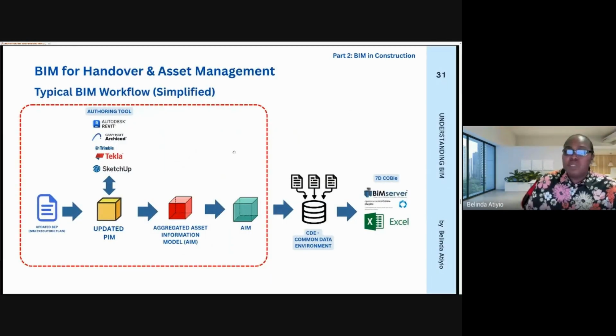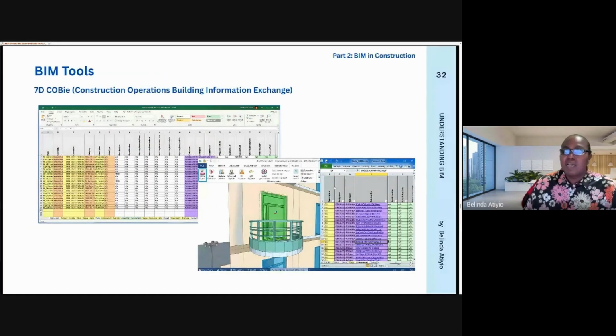Now for the handover process, I'm trying to be conscious of time because we have to ask questions. For the handover process, it's practically almost the same process. The only difference is that when you are done with your updated project information model, you'll be left with an aggregated asset information model. Now that asset information model is what your facility manager would use to extract information. I'll show you an example of the kind of information the facility manager can extract.